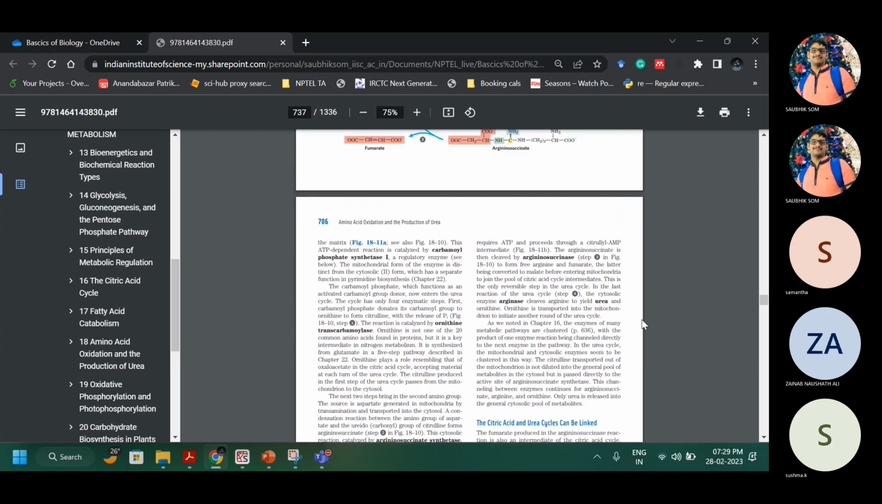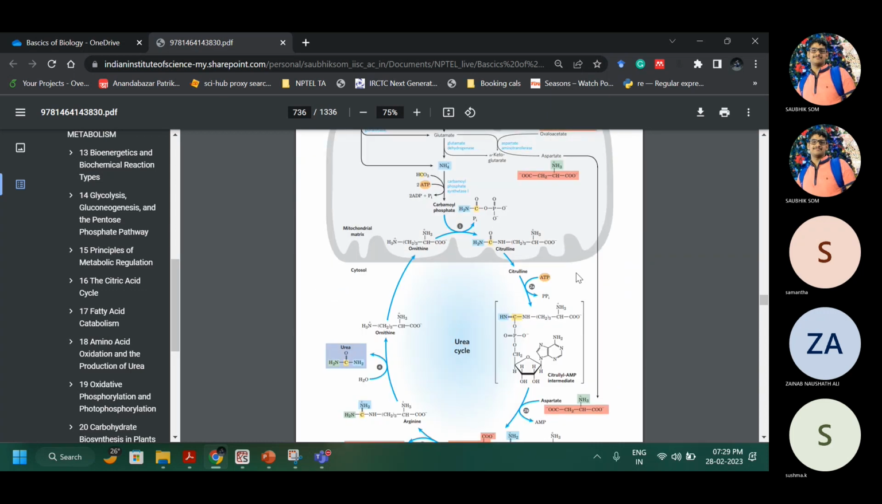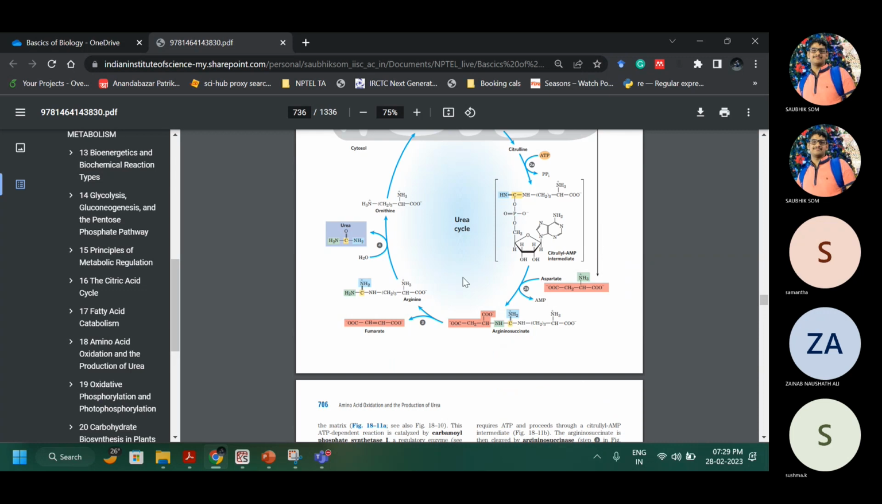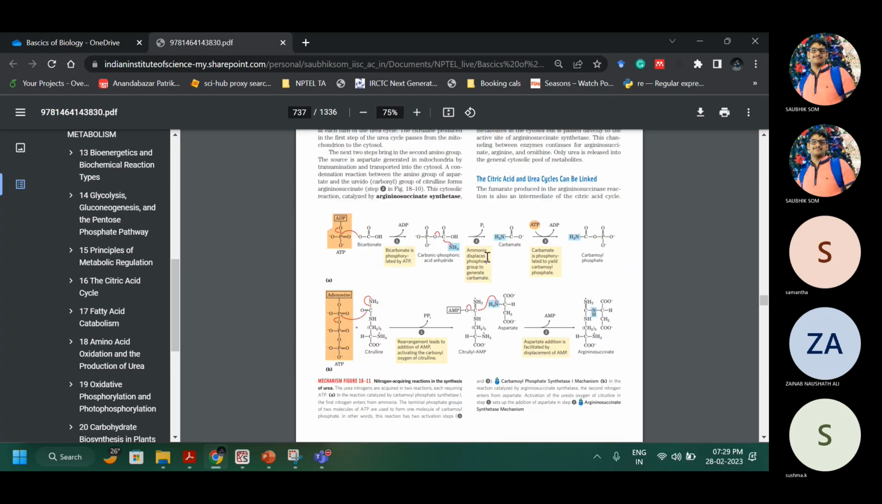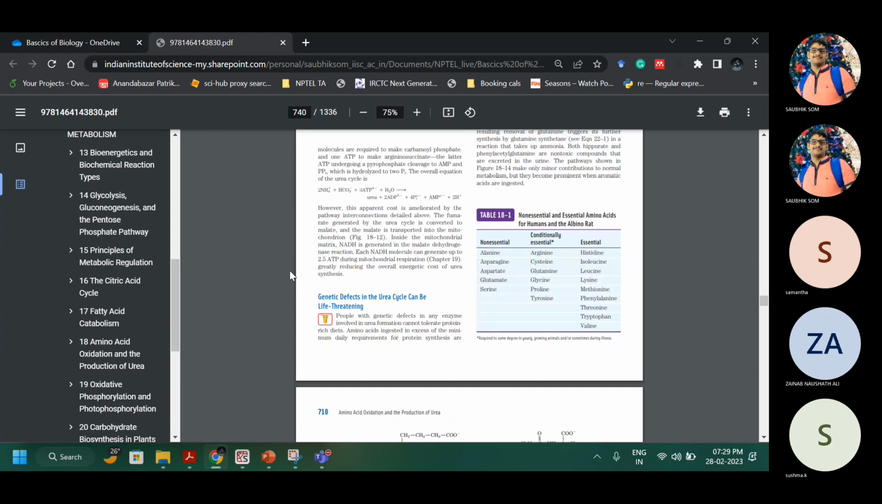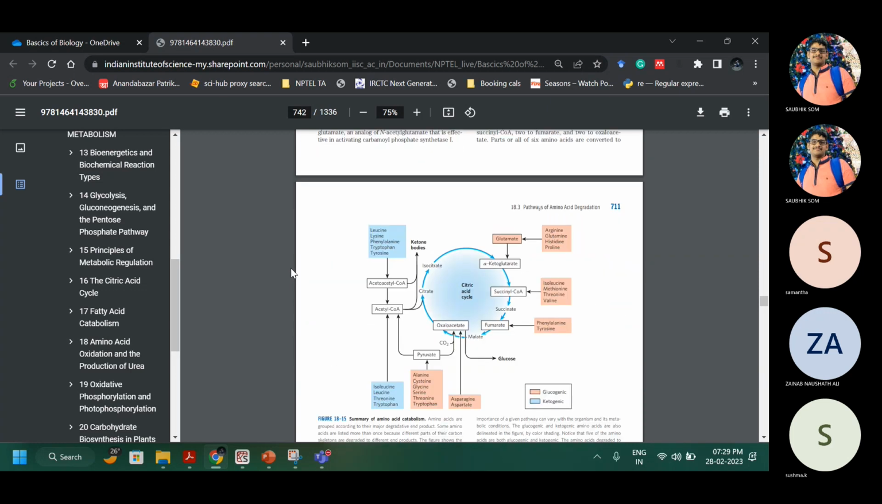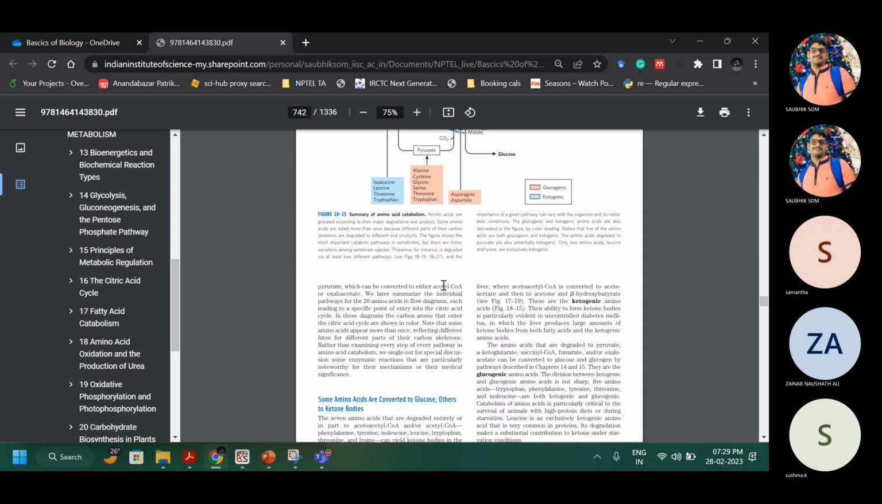The urea cycle. This is another part of amino acid catabolism where you form urea. It is known as the urea cycle, but it's not in the scope of this course to go into the details of all the metabolism. So, yes, this is the figure I was talking about.